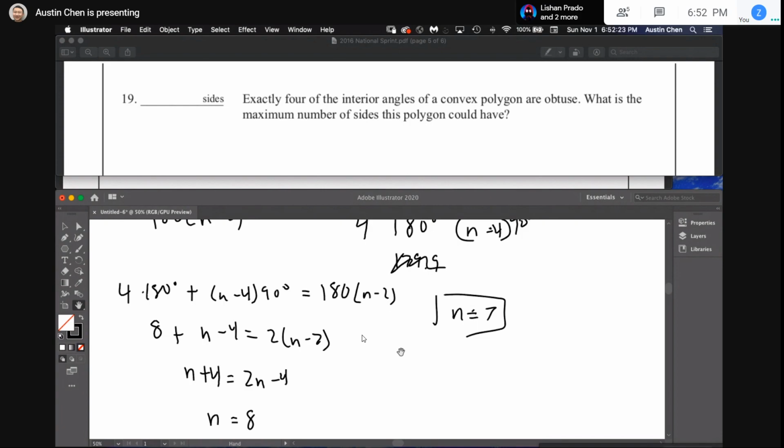And so to make a convex polygon, you can only have a maximum of three more sides, I guess. I don't know if that makes sense or not.